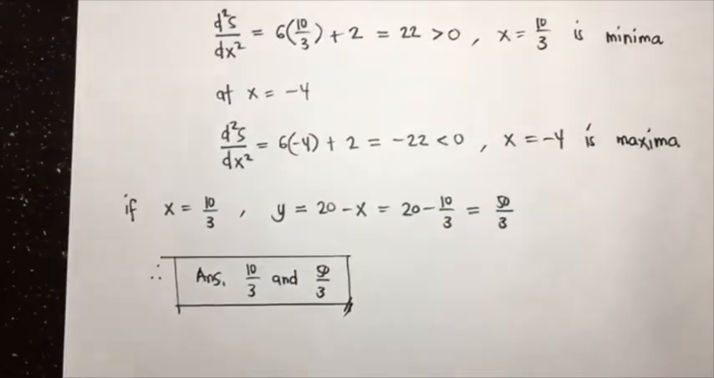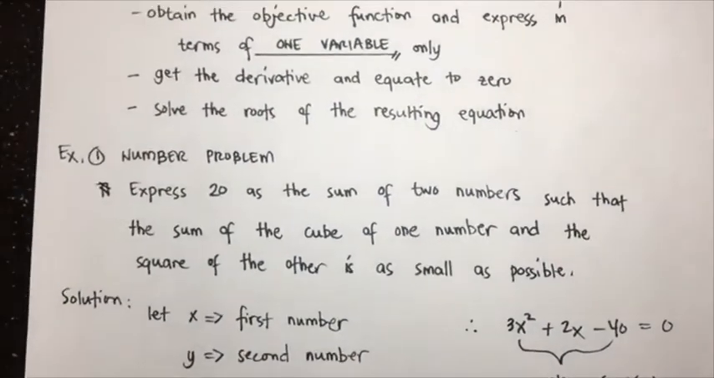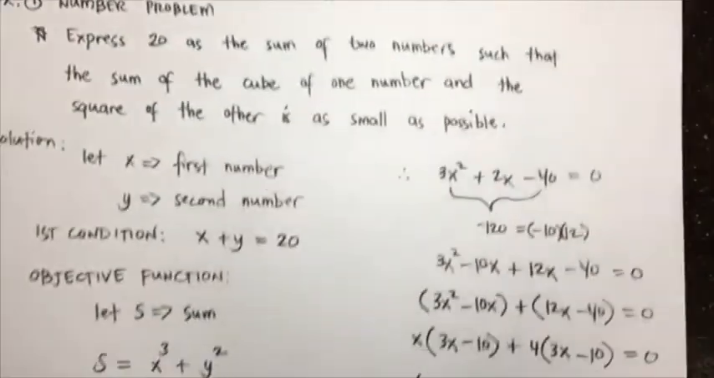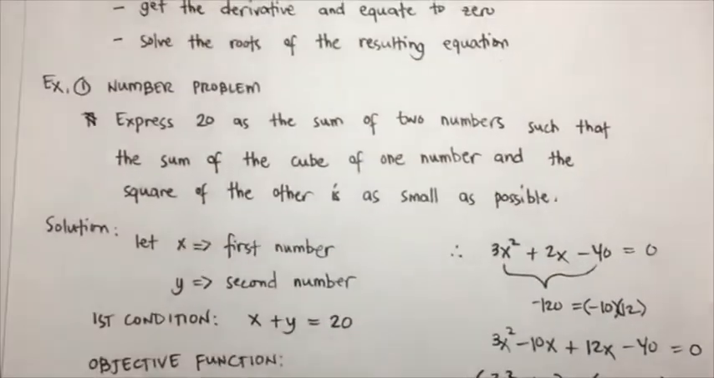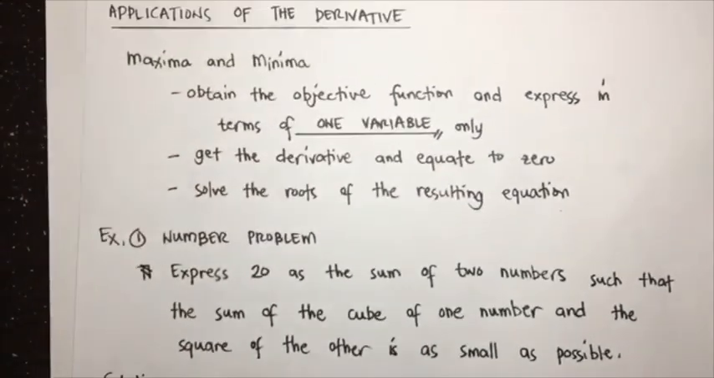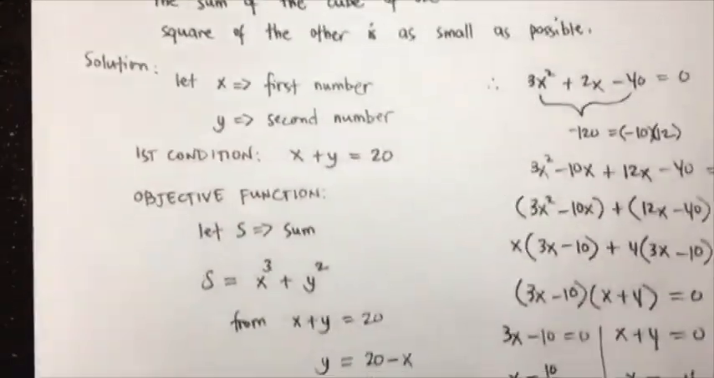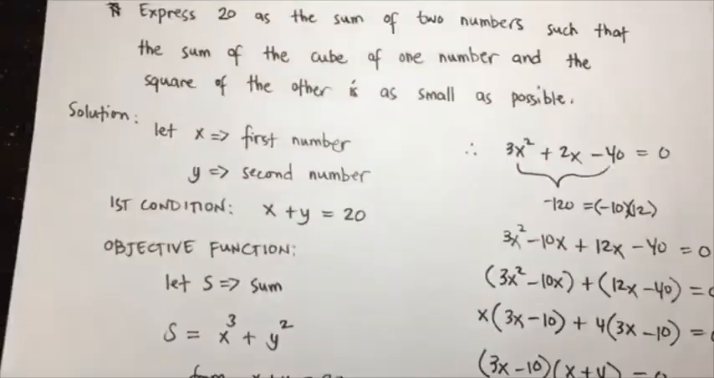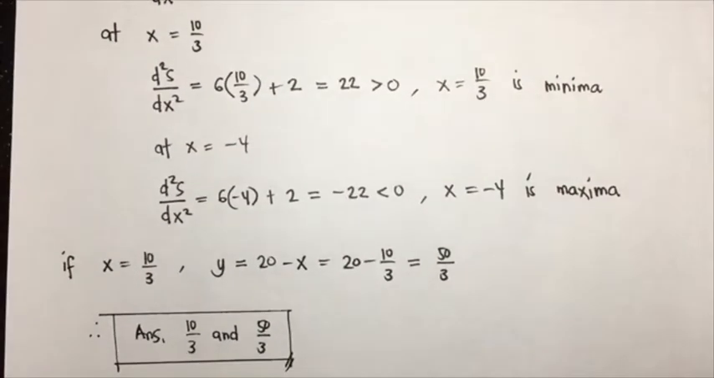So those are the 2 numbers. That's how you apply derivatives in solving those types of problems. Basically, again, we follow these steps and then use the second derivative test to determine if what you have solved is a maximum point or a minimum point.